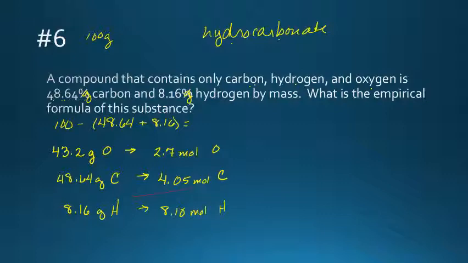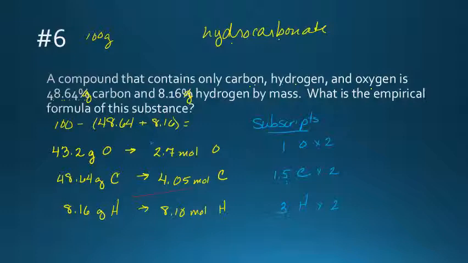Now what? Well, if you said divide each by the smallest, you are right. So I'm going to divide all three of these, and that way I can get my subscripts. Well, this number divided by itself is 1, so I have 1 oxygen. 4.05 divided by 2.7 is 1.5 carbons. 8.1 divided by 2.7 gives me 3 hydrogens. Well, I can't have a half. Subscripts can't be halves, they have to be integers. So I'm going to multiply each one of these by 2 to get rid of that stupid decimal place.